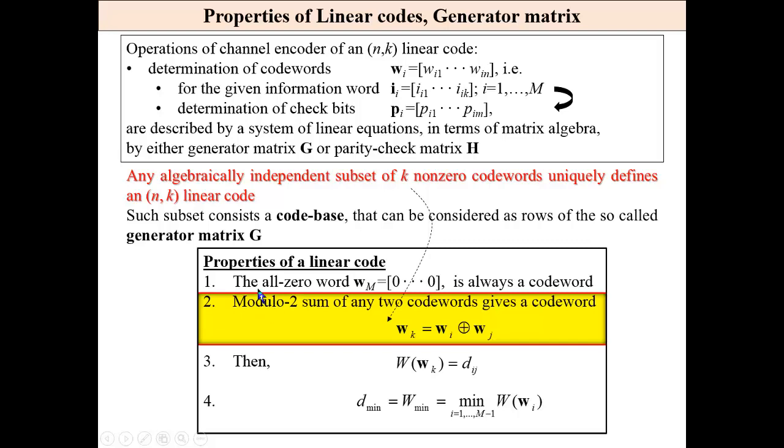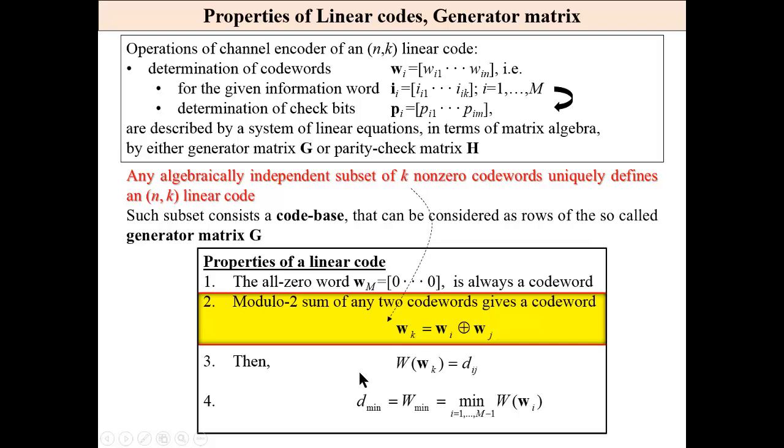Properties of linear code. The all-zero word always exists. A second property, the most important: modulo-2 sum of any two code words gives a code word. Based on this property, we may say that any algebraically independent subset of K non-zero code words uniquely defines an (N,K) linear code, and such a subset constitutes a code base that can be considered as rows of the so-called generator matrix. Two other properties, 3 and 4, I'm not going to discuss in detail, they are obvious.